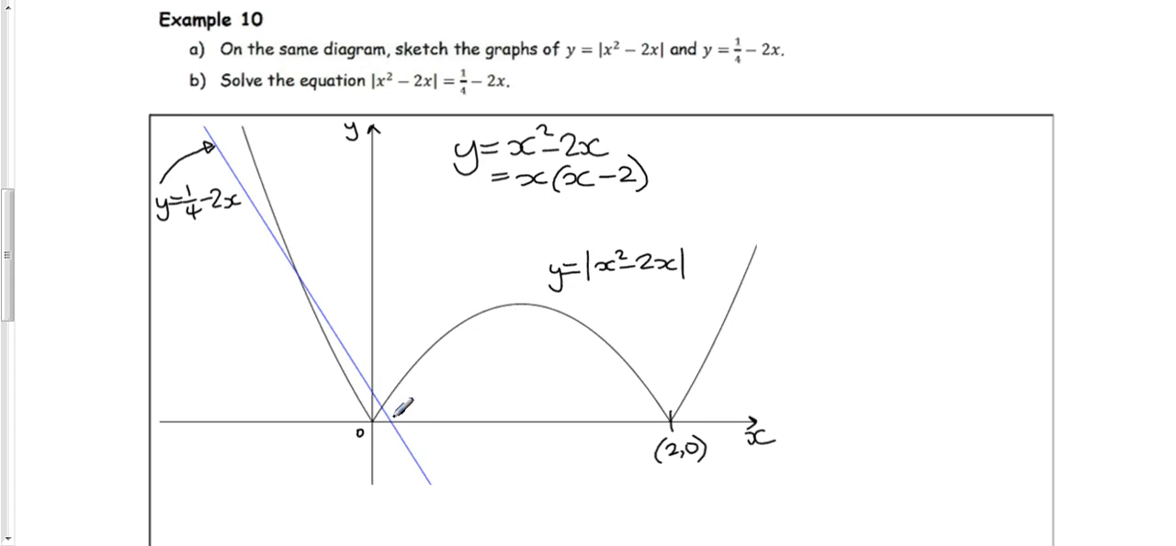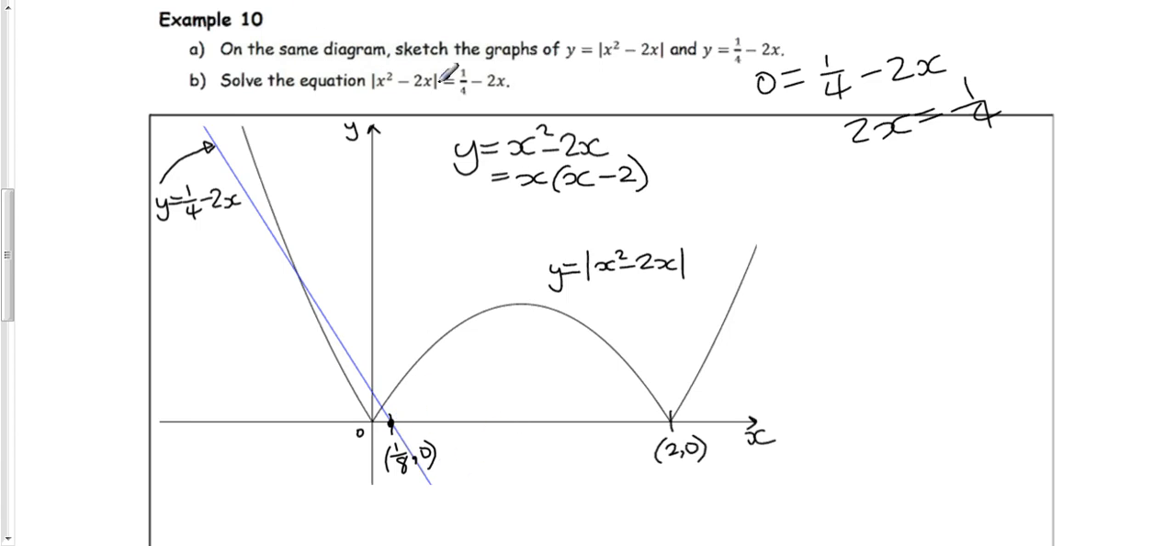I've just remembered I was going to mark on the graph where the straight line crosses the x-axis, so I'm going to do that now. On a straight line graph, when y is 0, I get 0 equals a quarter, take 2x. So 2x will equal a quarter, and x will equal 1/8. So here, x is 1/8 and y is 0. And that's where the straight line graph crosses the x-axis.